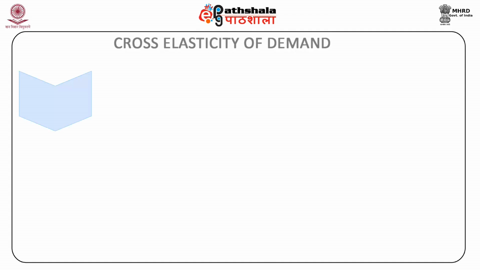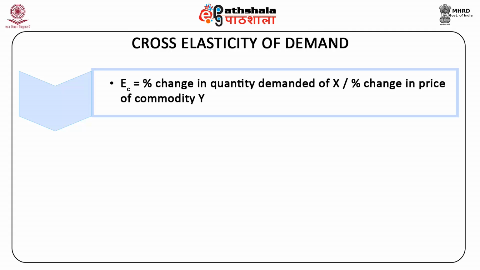Next, we have cross elasticity of demand. Cross elasticity of demand is defined as the percentage change in the quantity demanded of one commodity divided by the percentage change in the price of the other commodity. Algebraically, EC is equal to percentage change in quantity demanded of X divided by percentage change in the price of commodity Y.